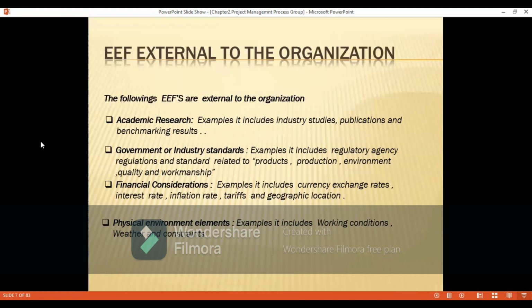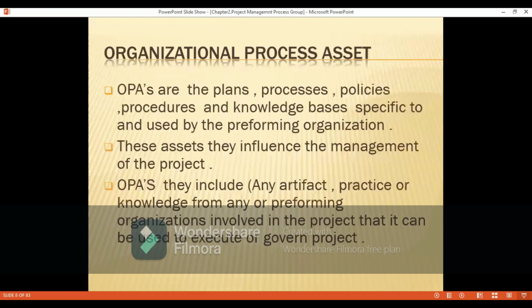Financial considerations. Another factor that might affect is your currency. Due to economic crisis, your own currency might not have a value compared to other currencies. And physical environment includes the working conditions, the weather and the constraints. So the environment we're operating in: is it a tight organization where there is no policy in place, just restricted rules, and there's no motivation for the team in what they do?